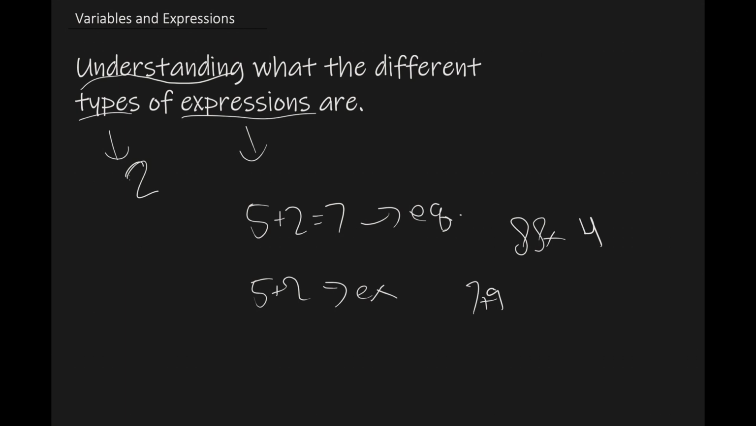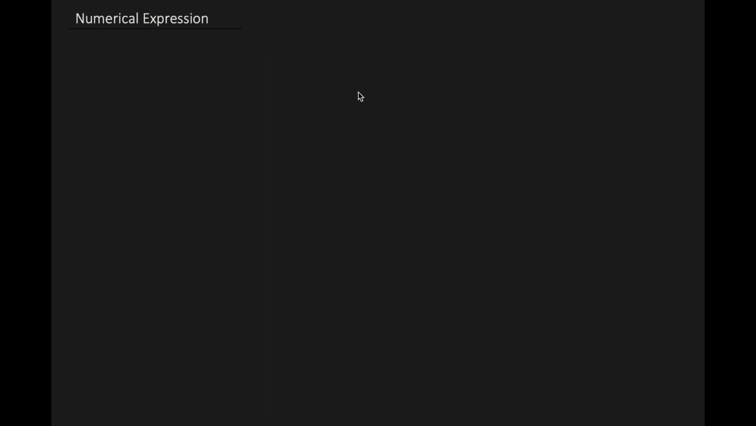Like in our objective, we're going to be talking about two different types of expressions. Type number 1, which is the one you probably will know: numerical expressions. So what is a numerical expression? Let's break that down. Numerical, that's the first word. If you think of this, it's a numer, so you're going to guess it has something to do with numbers.